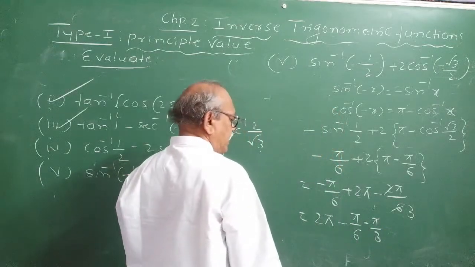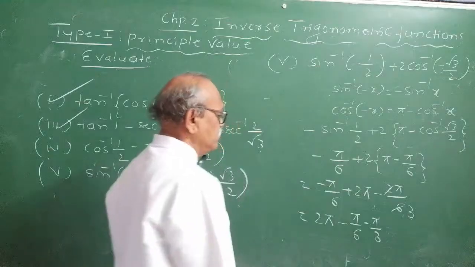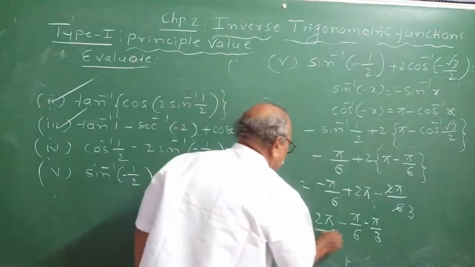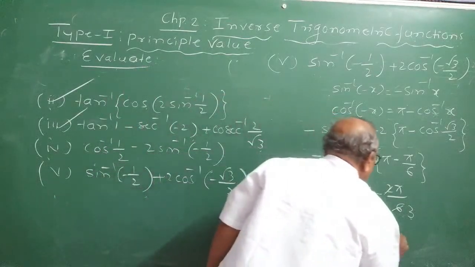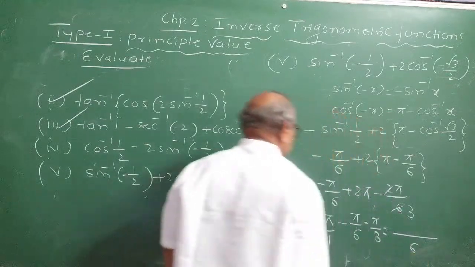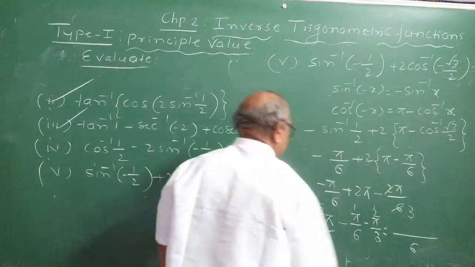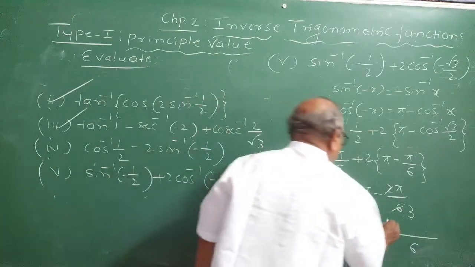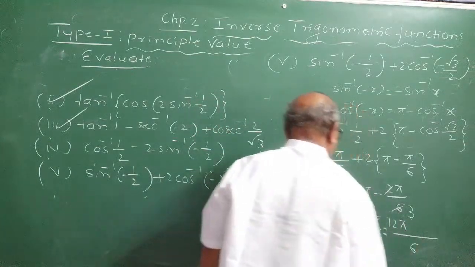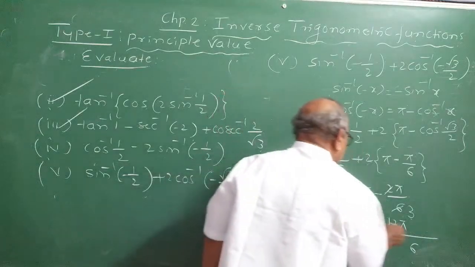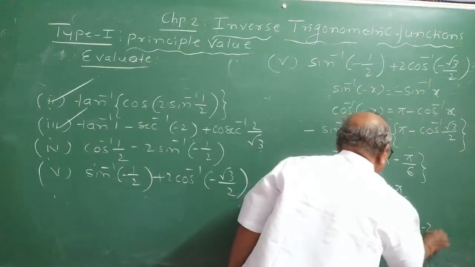What do you get here? By taking LCM, you can simplify this. You can take LCM here. LCM becomes 6. Simplify. 12 pi minus pi minus 2 pi.